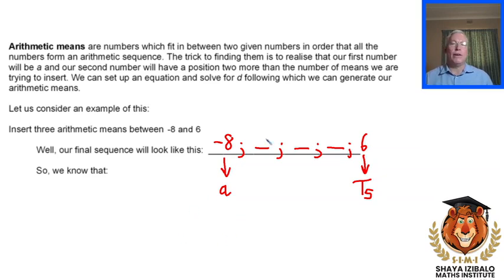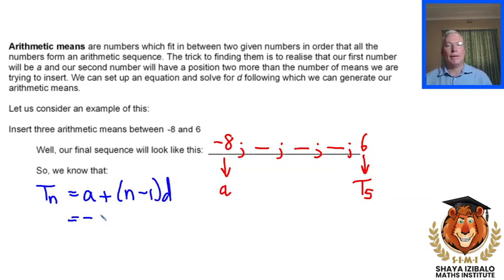What we need to know to work out the gaps here is the common difference. So let's remind ourselves of our formula. Tn is A plus N minus 1 lots of D. A is -8. Our 5th term is 6, which means that 6 goes here, and 5 minus 1, 4 goes here.